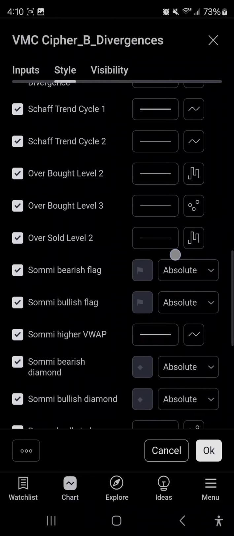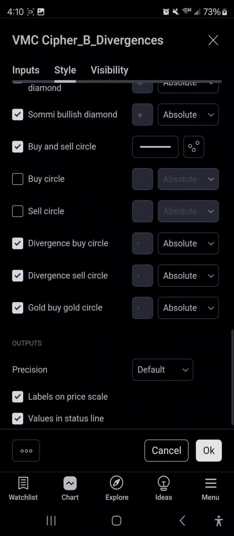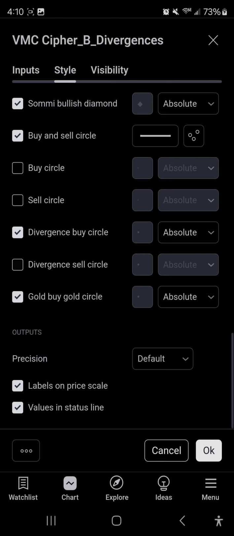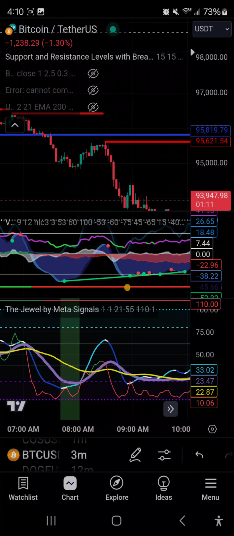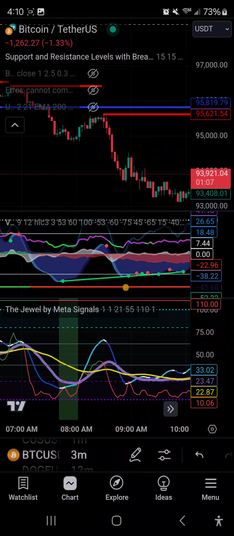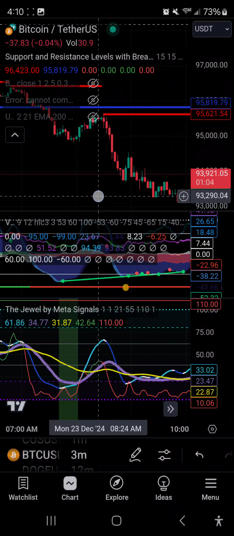Let me see if I can delete them again. Divergence, buy and sell. Okay, I couldn't get rid of them that quickly, but that's no big deal. I trust your capability to assess data very well. So anyway, this was a strong sell signal.